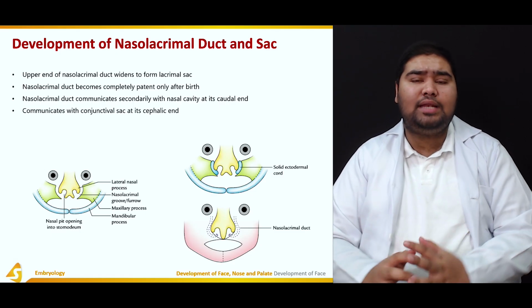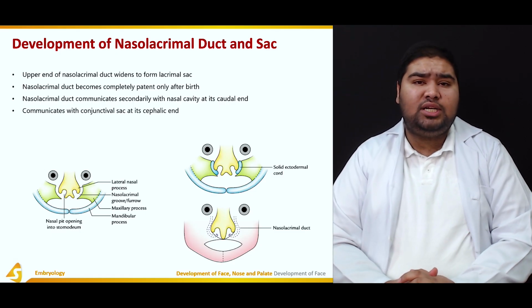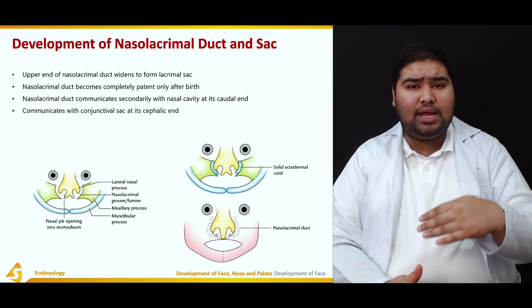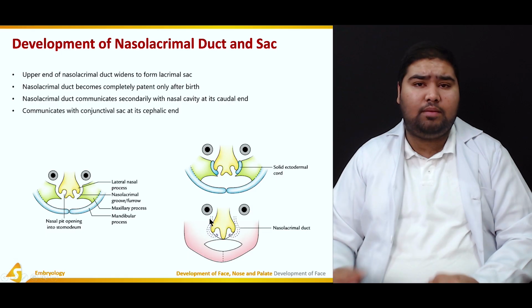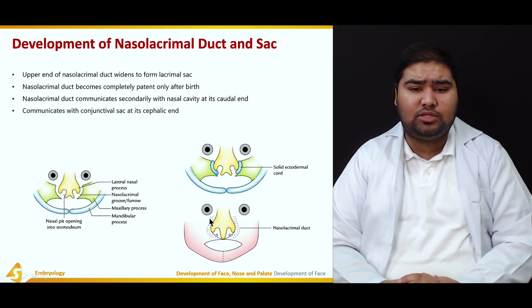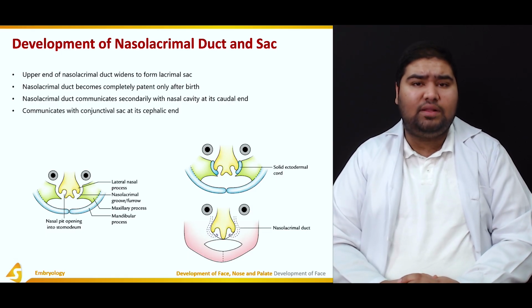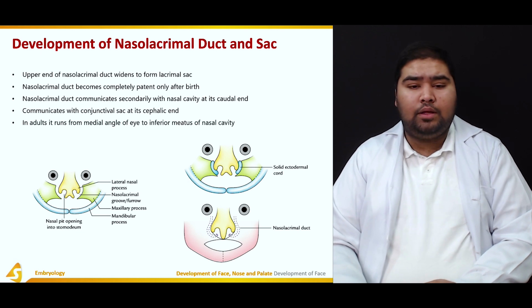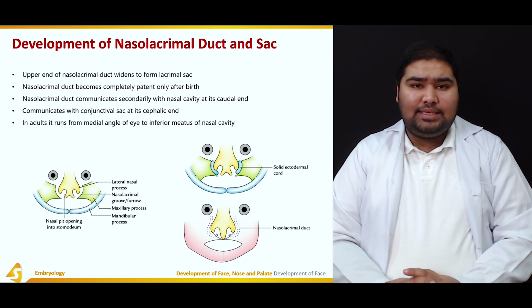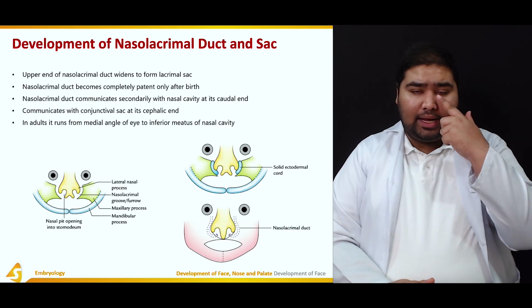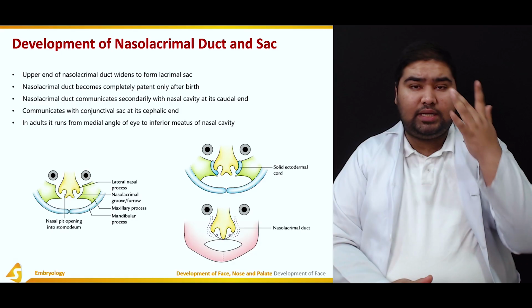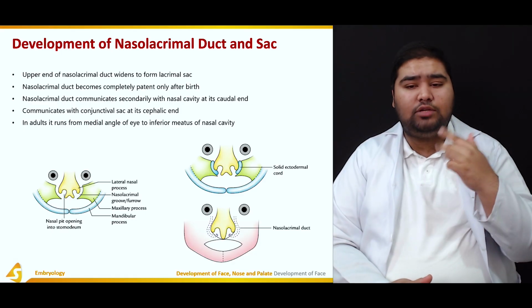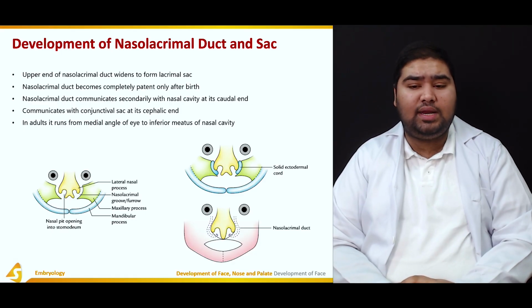Now the cranial end communicates with the conjunctival sac. This is the cranial end of the nasolacrimal duct, and it communicates with the conjunctival sac of the eye. So in adults, it runs from the medial angle of the eye. This is the medial angle of the eye. This is where the tears are formed. It runs from the medial angle of the eye to the inferior meatus of the nasal cavity.